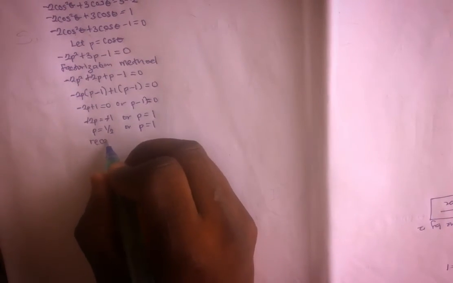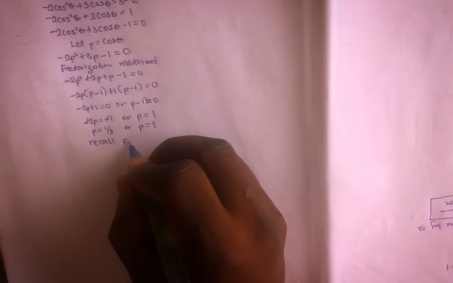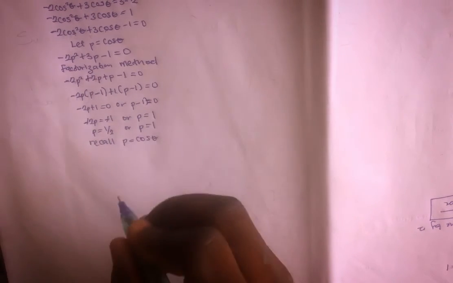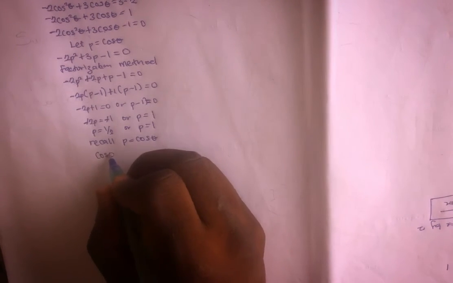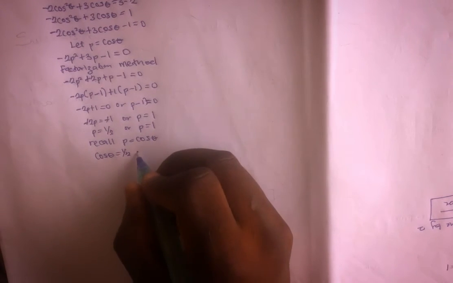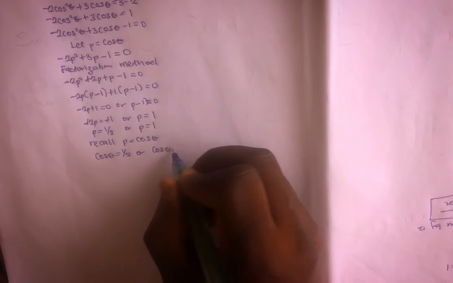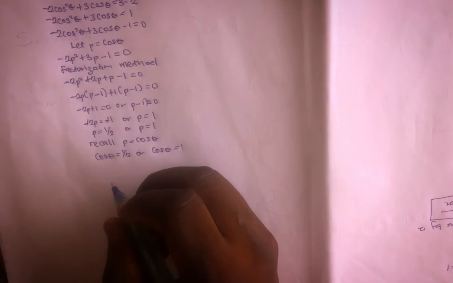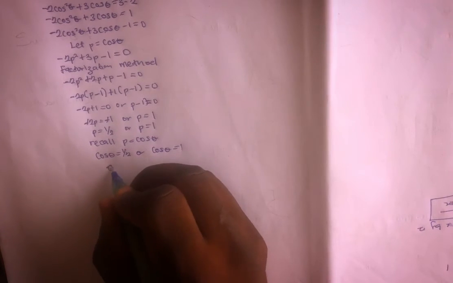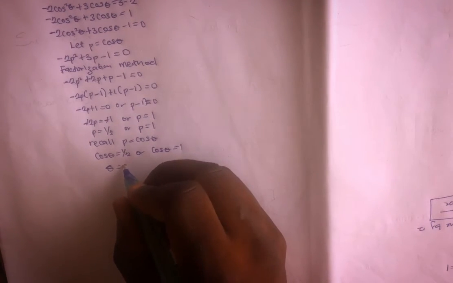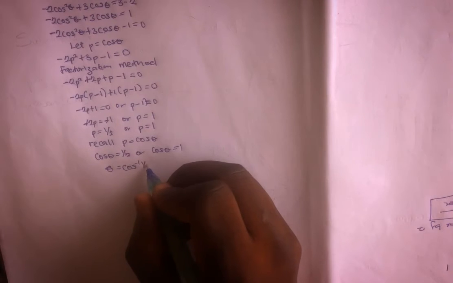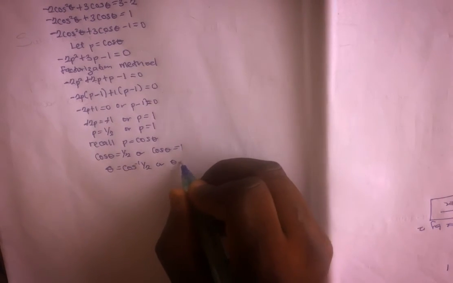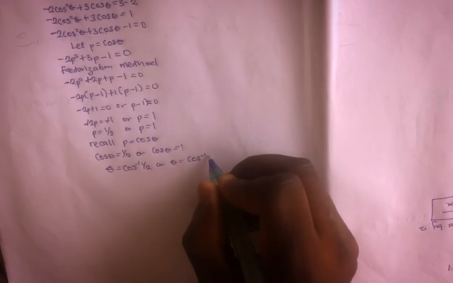Then I can recall the value of my p. P is cos theta, right? So cos theta equals 1 over 2 or cos theta equals 1. What's the next thing? I'll make theta the subject of the relation, to find the value of theta. Theta equals cos inverse of 1 over 2, or theta equals cos inverse of 1.